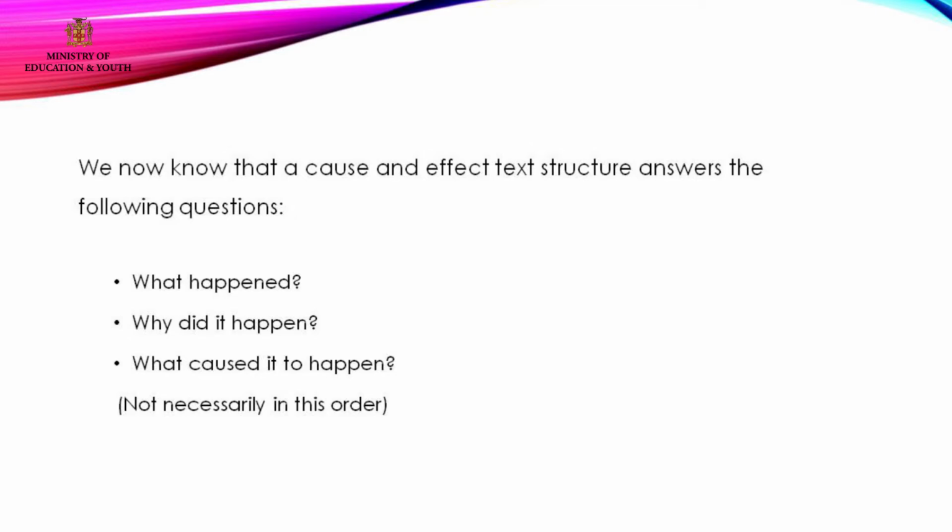So far, we now know that a cause and effect text structure answers the following questions. What happened? Why did it happen? And what caused it to happen? But it may not answer the questions in this specific order. They can be answered differently.